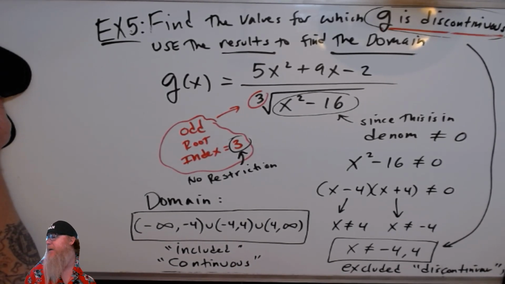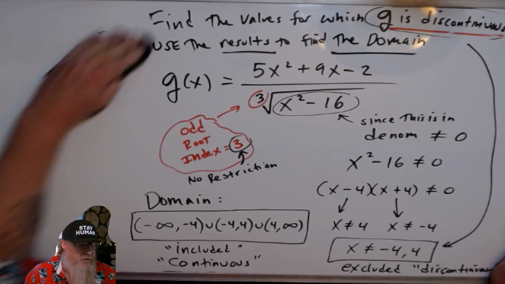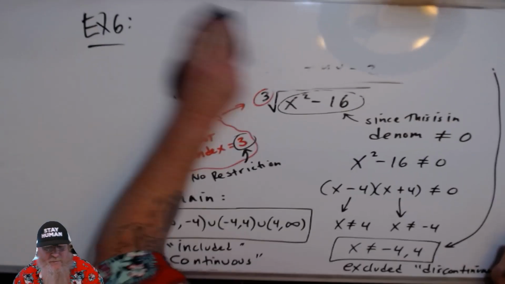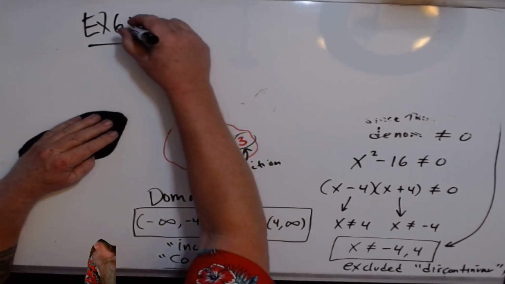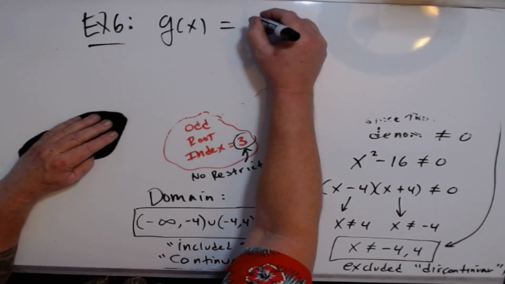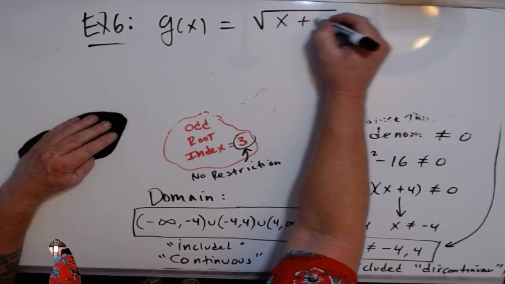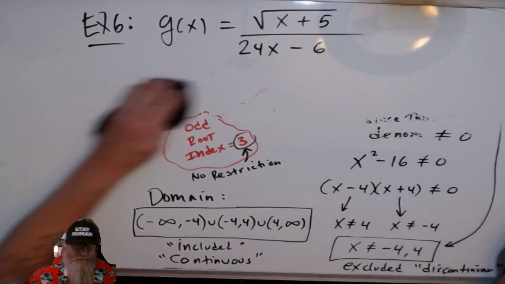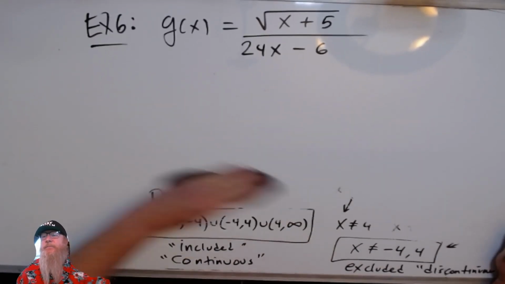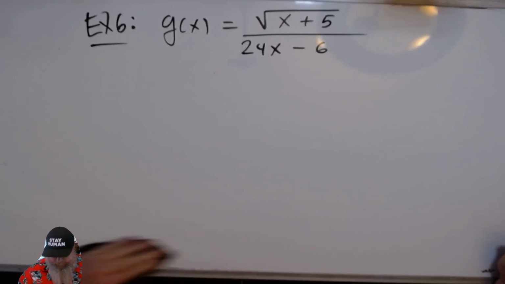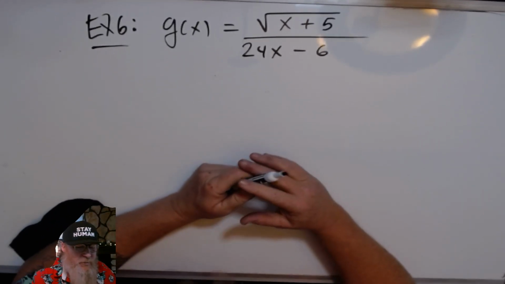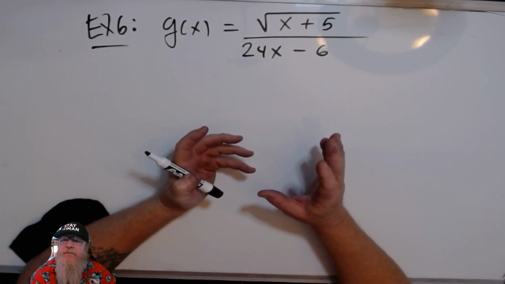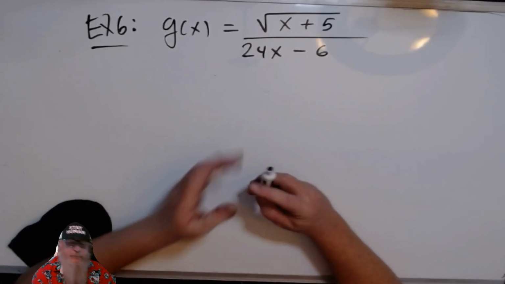Okay, one more of these, and then we'll have to move on to a different type of function. So let's do another one of these square roots. Same question as the last one. I already erased the instructions, but the same instruction. Let's find the excluded values, and let's find the domain.